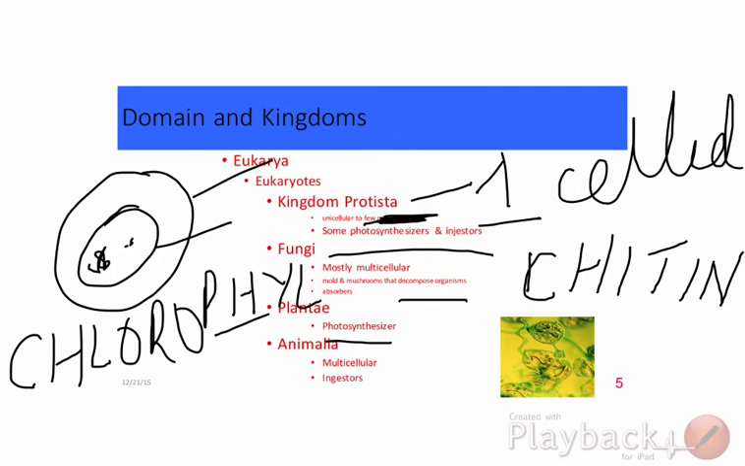And then, of course, are the Animalia. The Animalia are all multicellular. They are ingesters. They do not make their own food. They do not photosynthesize. They're incapable. They depend upon other organisms for food.